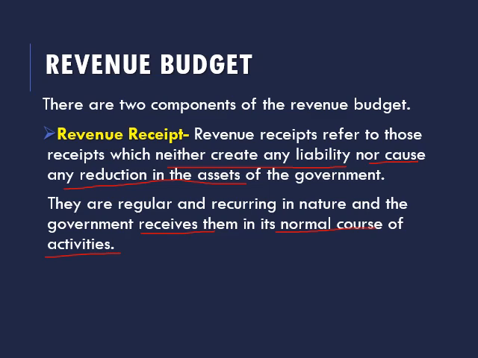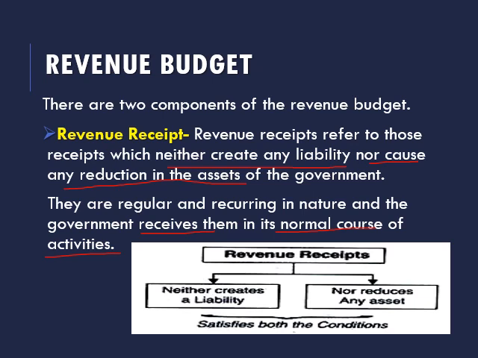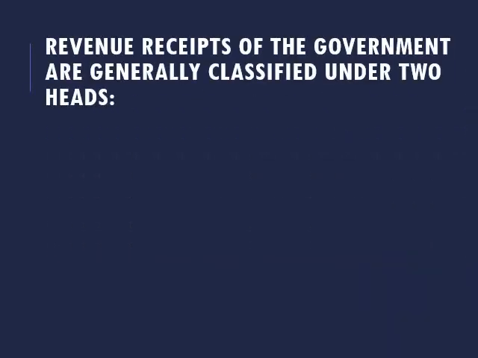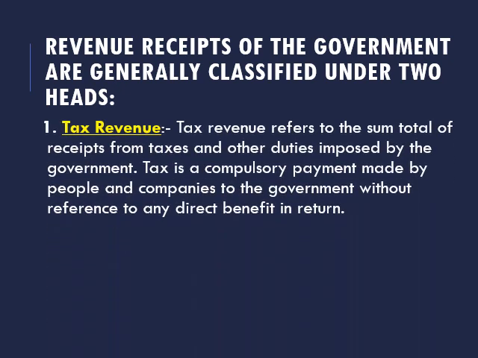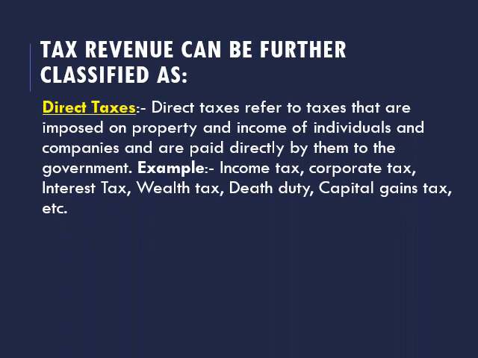It's called revenue receipts, and it works this way: revenue receipts neither create any liabilities nor reduce any assets to us. So what are the sources? Revenue receipts of the government are generally classified under two heads. One, tax revenue, and the second one is non-tax revenue. Tax revenue is divided into direct tax and indirect tax.